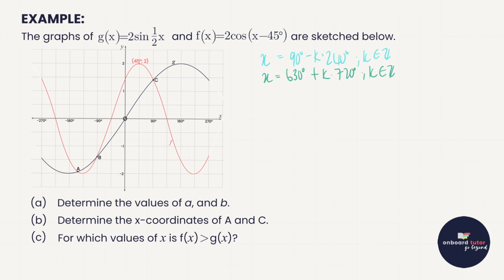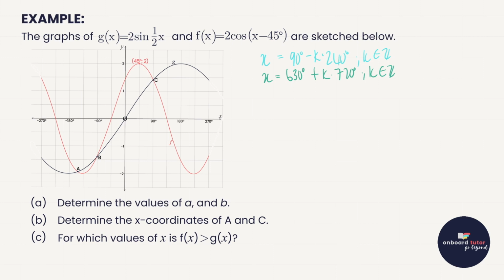Now we just want to interpret these answers. So we need the x coordinates of A and C. Using this general solution, I can straight away see that C is the point when x is equal to 90. So that's great. The 630 plus 720k is very big, so that's not even in our domain. I wouldn't worry too much about that.